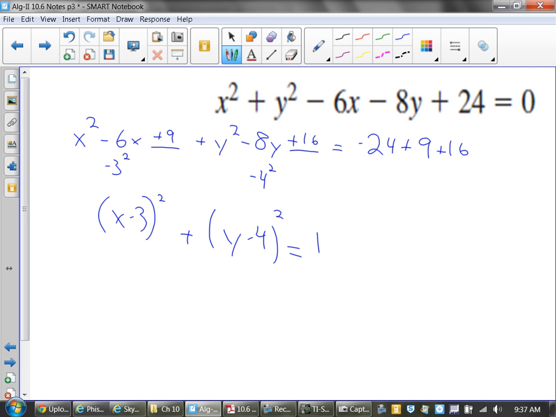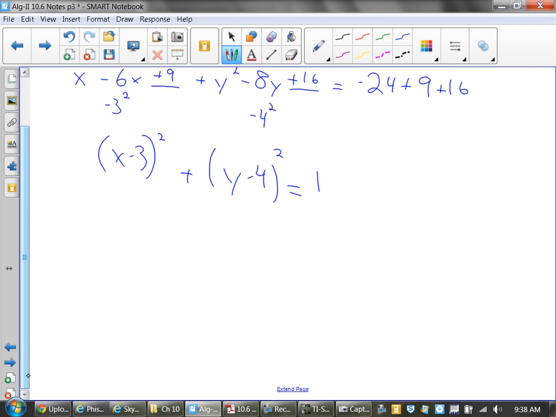Well, here's the thing. You wind up equaling 1. So your a and your b are both the same, aren't they? It's 1. Everybody see that? How they both have 1 as an a and a b? This is a circle. It's a circle where the center is where? 3, 4. And what's the radius? 1.